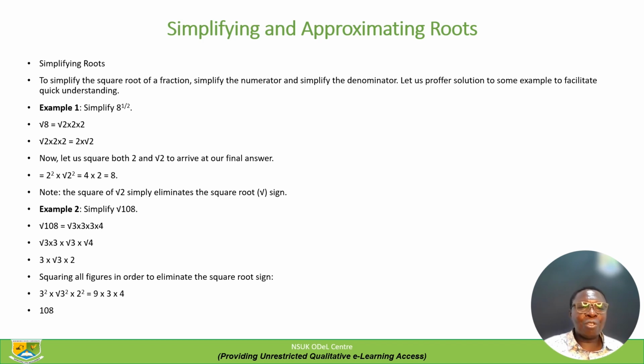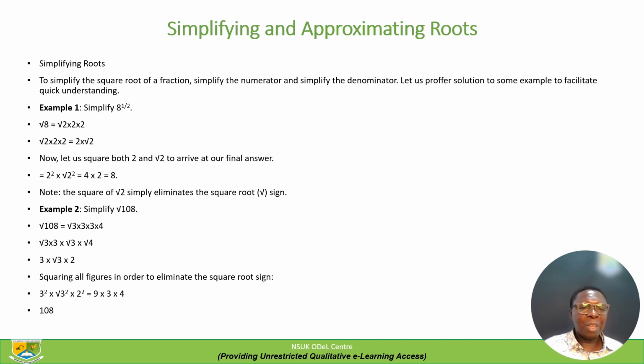Now let us square both the 2 and the square root to arrive at our final answer. So we have 2 to the power of 2 times the square root of 2 to the power of 2, which is equal to 4 times 2, which is equal to 8. Note, squaring the square root of 2 simply eliminates the square root sign. You get it? When you square the root of 2, it automatically deletes the square root sign. And that is why we are having 8.